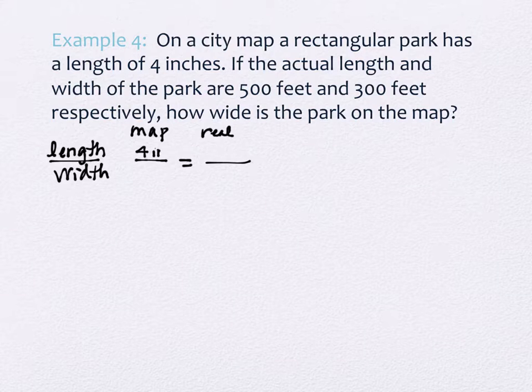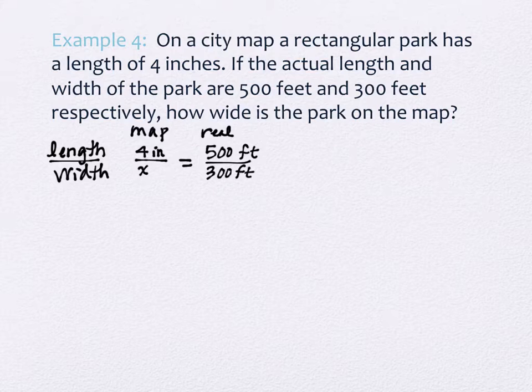I'm going to go ahead and put the units in when I begin. As I start working the problem, I'm going to leave the units off because they become very messy. What about, we're going to move across the top, the real length of the park? Yeah, it's 500 feet. How about the width on the map? That's what we don't know, right? That's the unknown. And the width in real life?